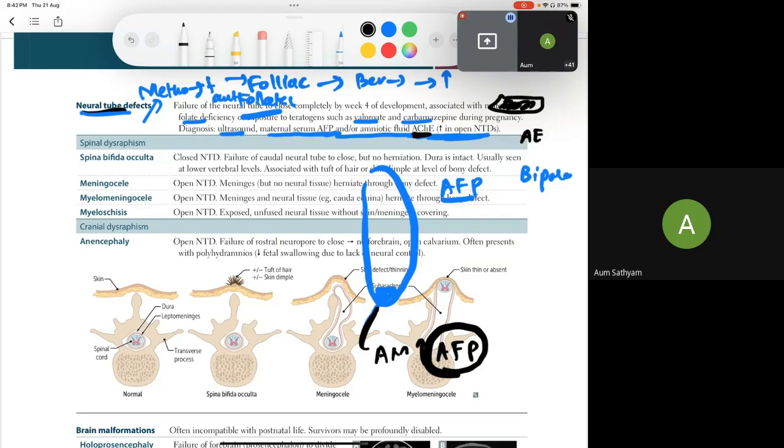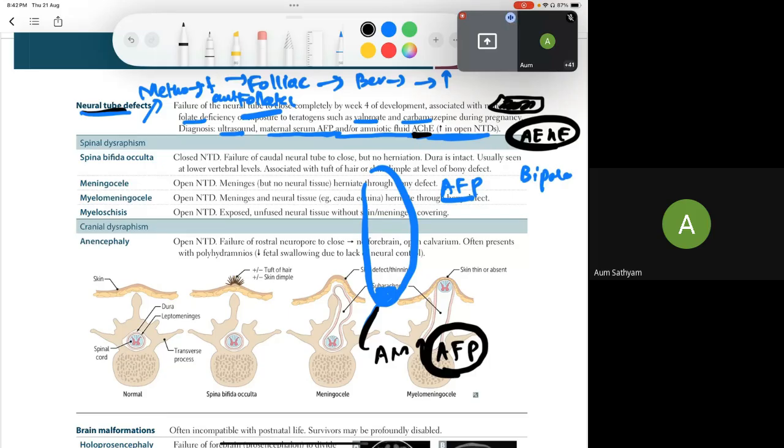Okay, what is ACHE? That's acetylcholinesterase, right? Do you guys remember acetylcholinesterase? Yes. That enzyme degrades acetylcholine. Yes, it was basically depleting the acetylcholine.